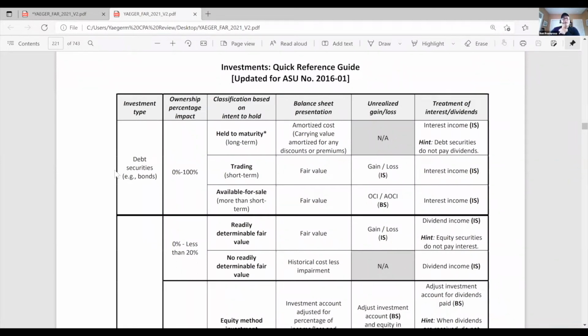So let's go through this. If you're making an investment in a debt security like bonds, when you make that investment, it could be 0 or 100% of the bonds outstanding. The classification is based on what your intent is on holding them. Are you going to hold the bonds until they mature? That's called a long-term investment. That makes sense, right?